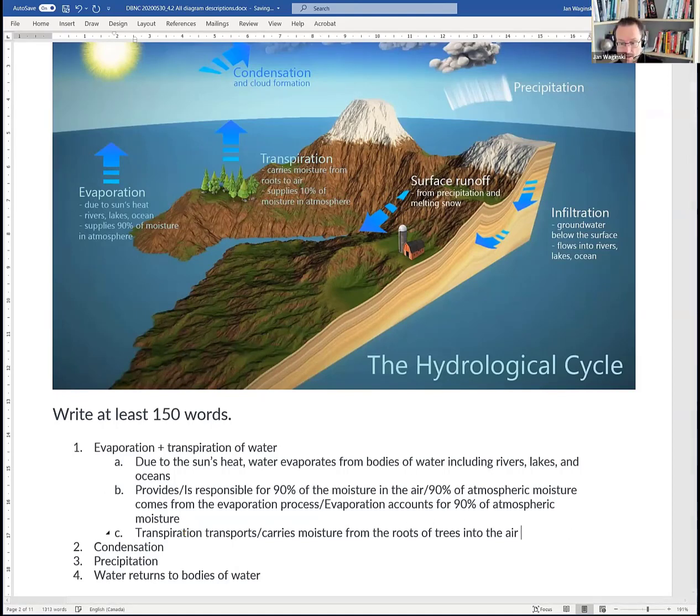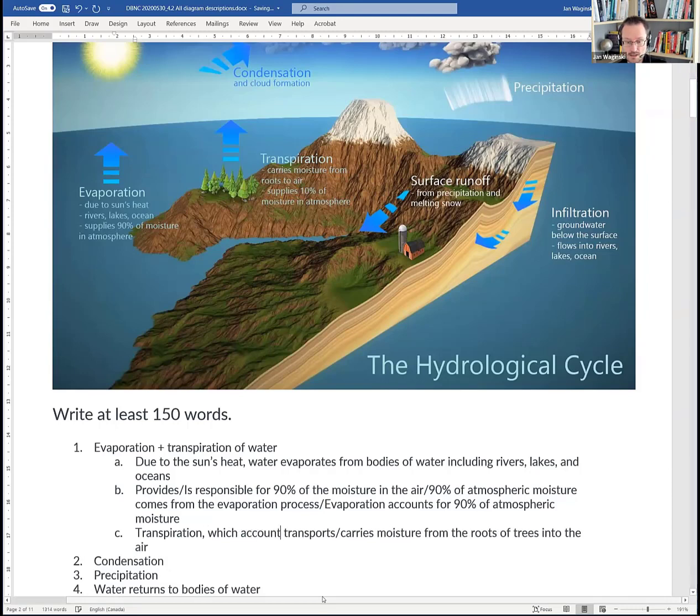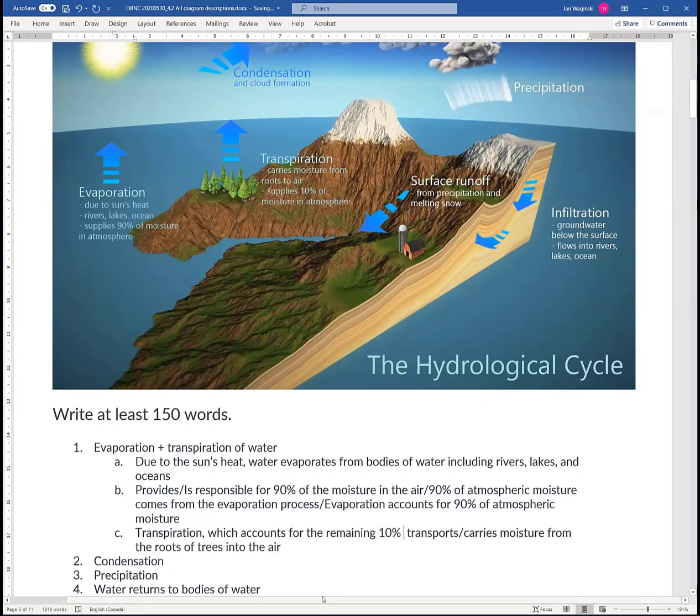So then, if you've got this kind of structure, then in your next sentence, you could say transpiration, which accounts for the remaining 10% of atmospheric moisture or moisture in the air.